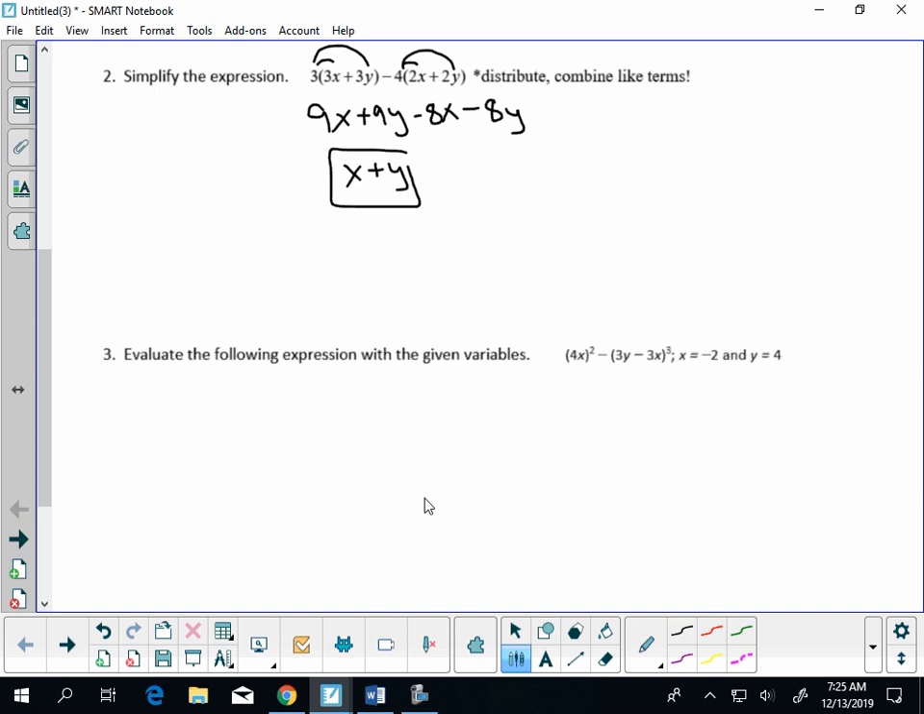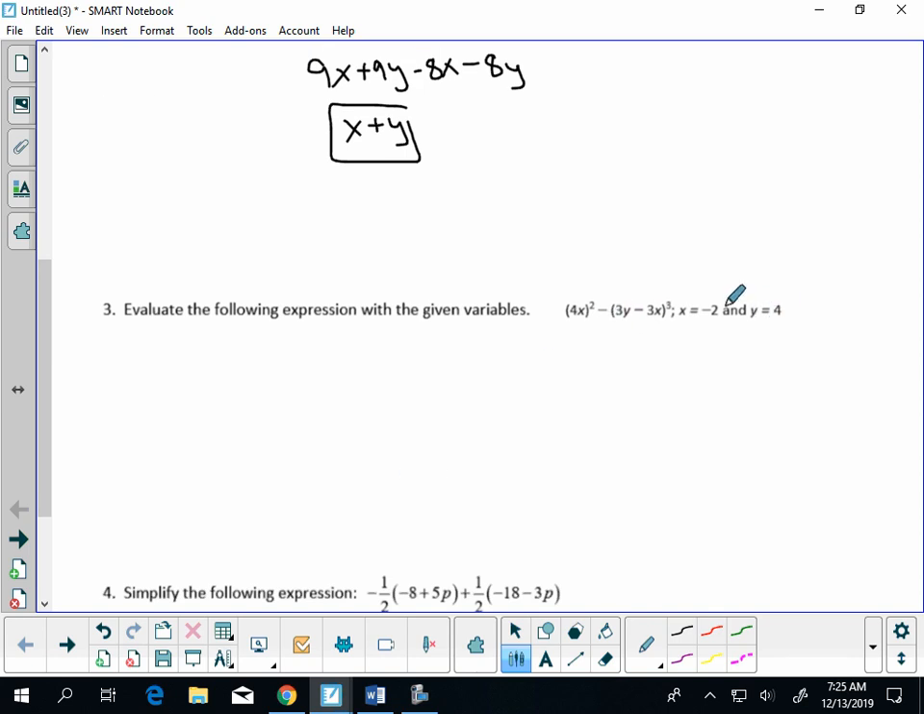Number 3, they're telling you x and y, you're going to plug those in. So you're going to have 4 times negative 2, and that whole thing is going to be squared. And then you're going to be minusing 3 times y, minus 3 times negative 2, and that whole thing is cubed.